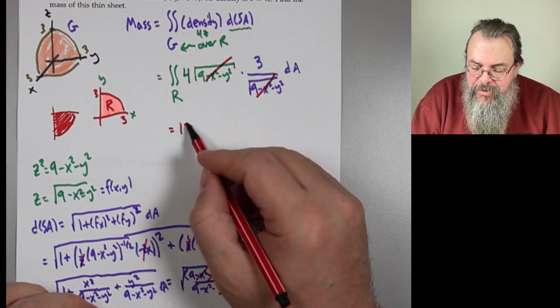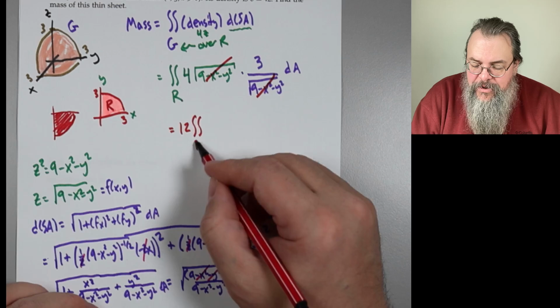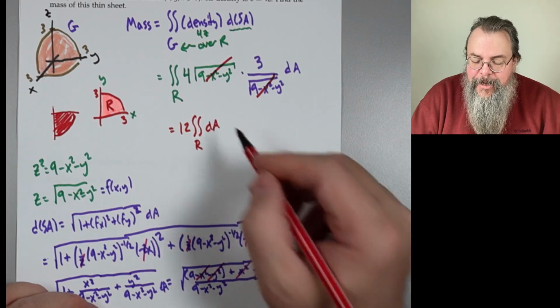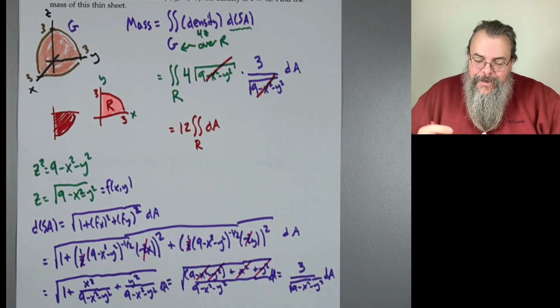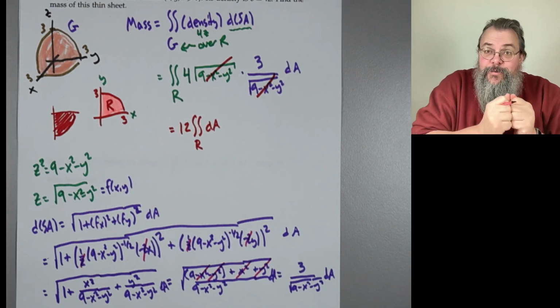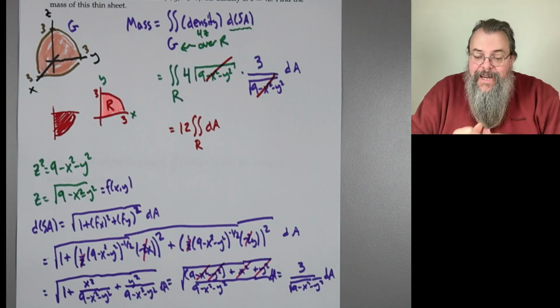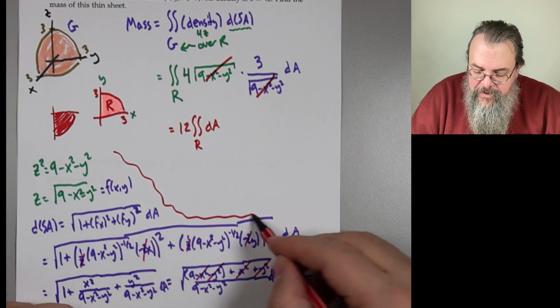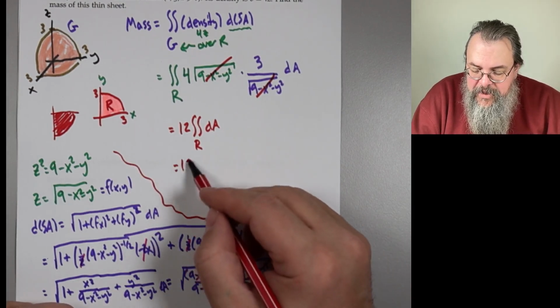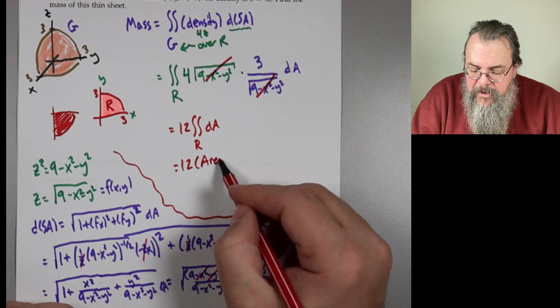And the 12 you can pull out. So the 12 integral over your region dA. But what happens when you integrate 1 over a region? It's the area. Okay, so this is 12 times the area of R.